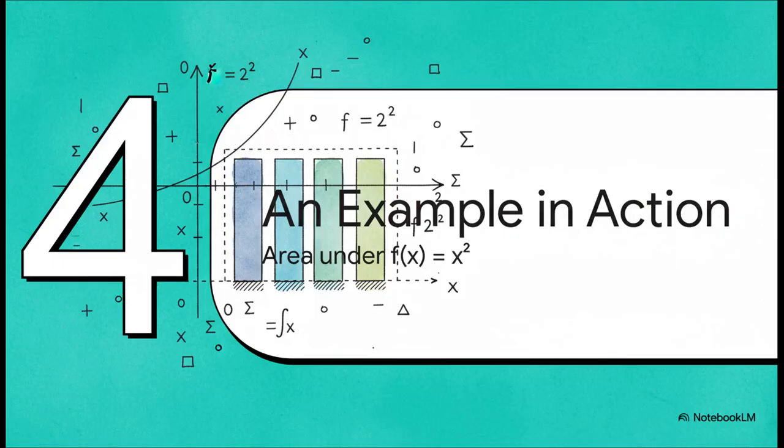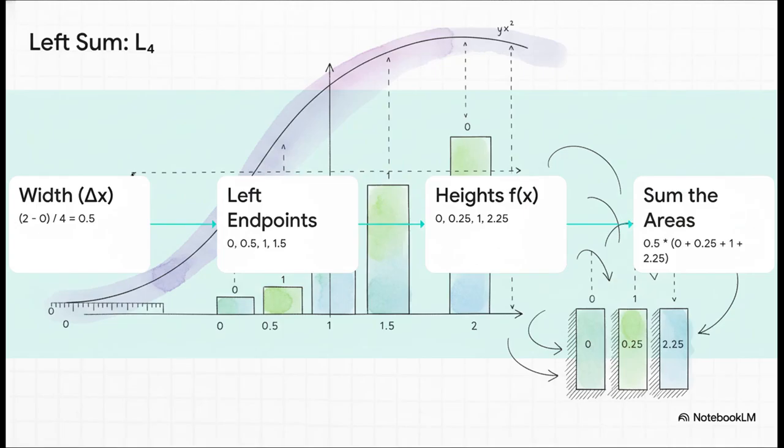All right, enough theory, let's see this thing in action and make it real. We're going to estimate the area under a simple parabola, f of x equals x squared, and we'll do it on the interval from x equals 0 to x equals 2. We'll use just 4 rectangles to keep it simple. Let's kick it off with the left sum. First, our width, delta x. The interval length is 2, and we're using 4 rectangles, so 2 divided by 4 gives us 0.5. Easy. Our 4 left endpoints start at 0, then 0.5, 1, and 1.5.